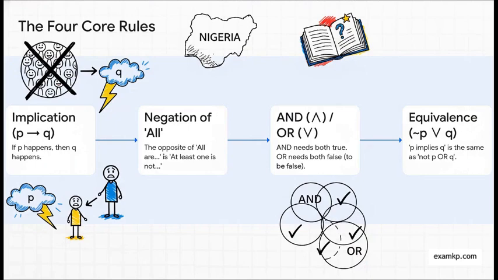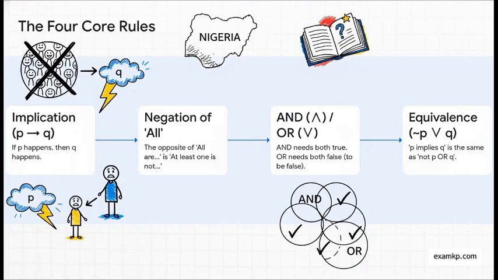Number 2, the opposite of all are is always at least one is not. This is a big one. 3, the AND rule. For an AND statement to be true, both sides must be true. Simple. For an OR statement to be false, both sides must be false. And finally, number 4, the secret weapon. P implies Q is the exact same thing as saying not P or Q. Trust me, this trick will save you so much time.